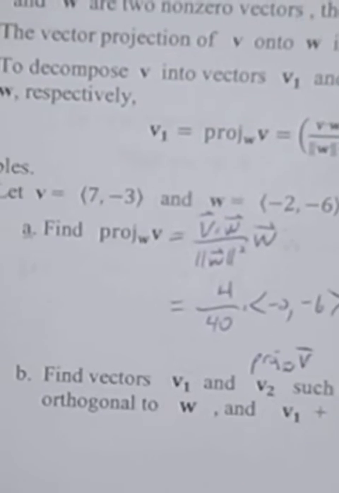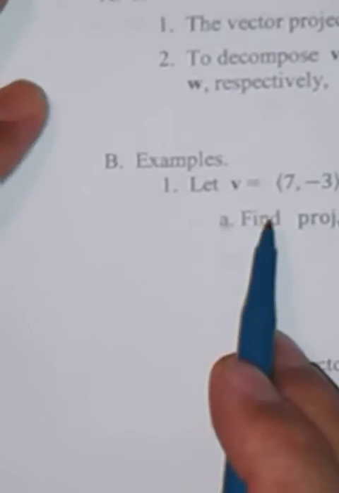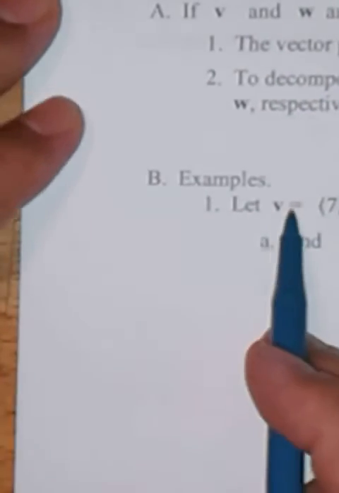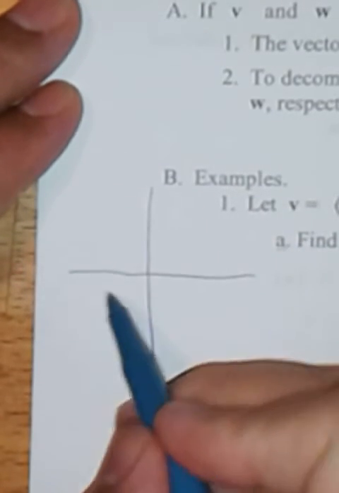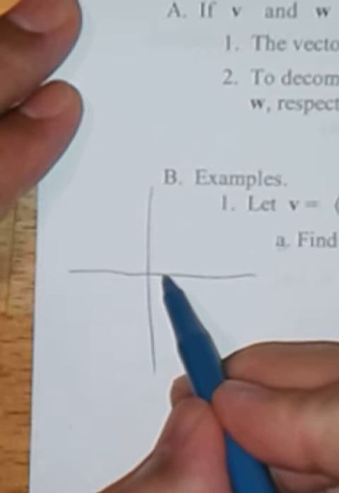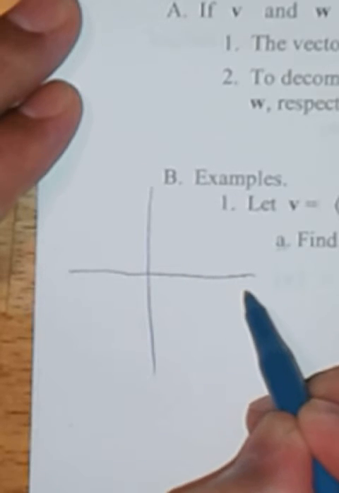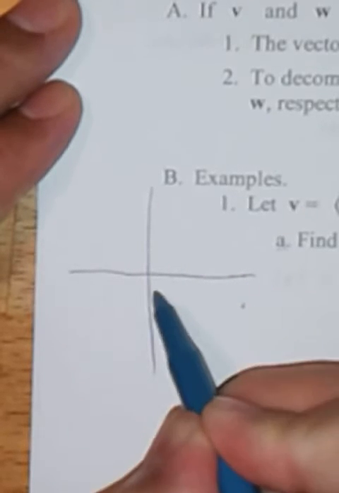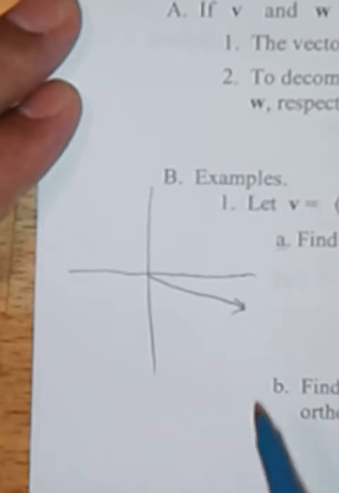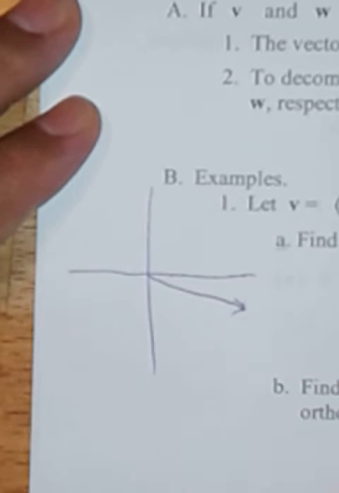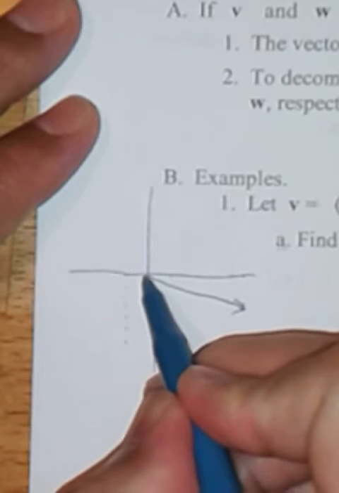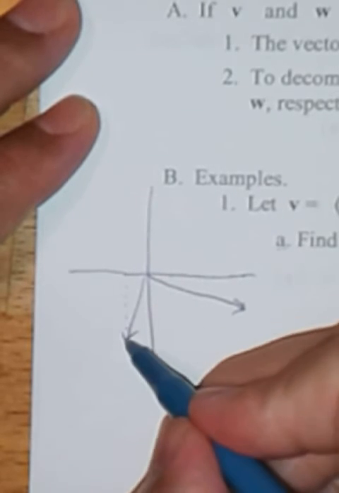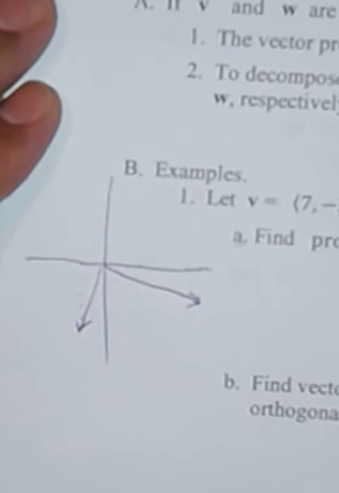Now, what is the projection of V onto W? What does it refer to really? Well, let's draw vectors V and W on a coordinate plane. V is 7, negative 3. That's the terminal point right there, so V is that way. W is negative 2, negative 6, about that way.